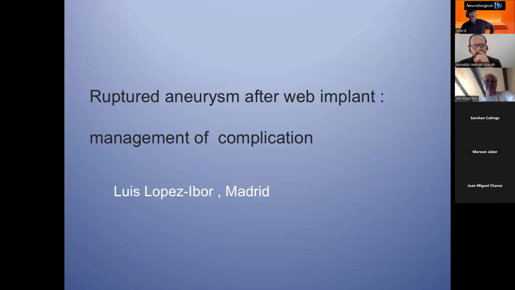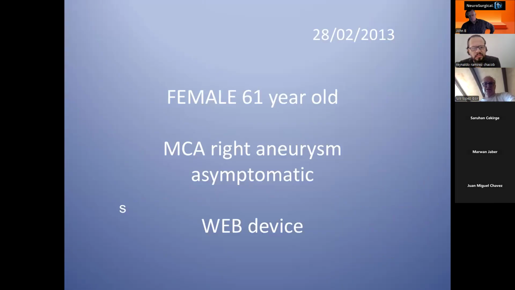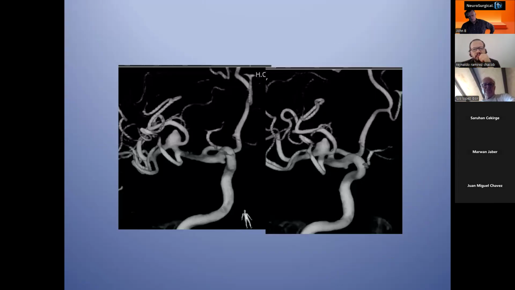And finally, a ruptured aneurysm after a WEB implant. And this is the reason I don't like to use this material. A 61-year-old, asymptomatic. I decided to use the Proctor WEB device. This is the aneurysm. In the superior branch, you have two branches. This is the aneurysm.